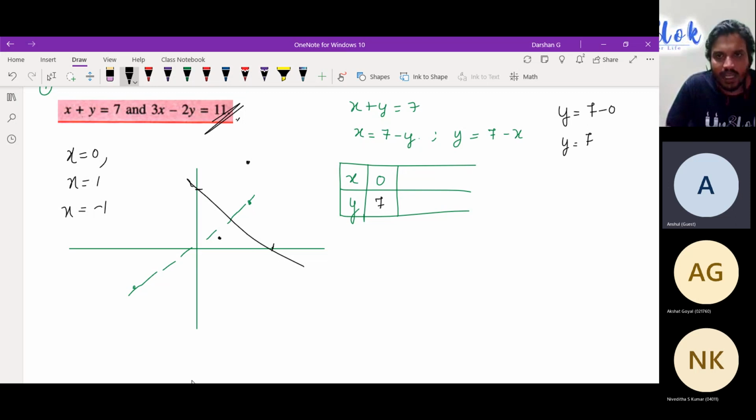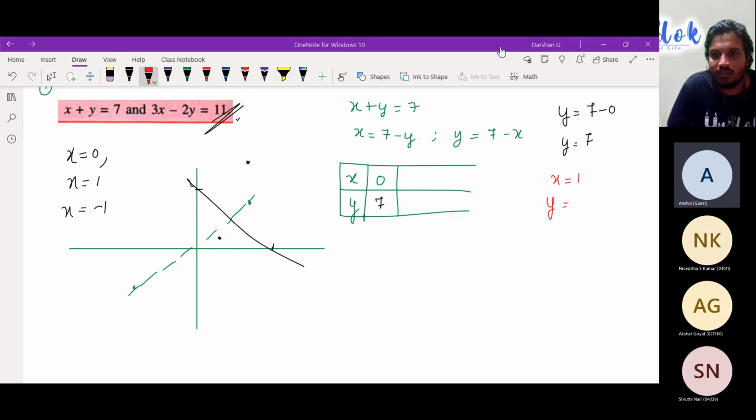So next I'll put x equals 1. So what is the value, Shruti? When x equals 1, what is the y value? Shruti is not there. Oh, she was in the lobby. Sorry, Shruti, you were in the lobby, I didn't see. Yeah, Akshat, can you tell when x equals 1, what is the answer? Y is 6. Yeah, x equals 1, y is 6.